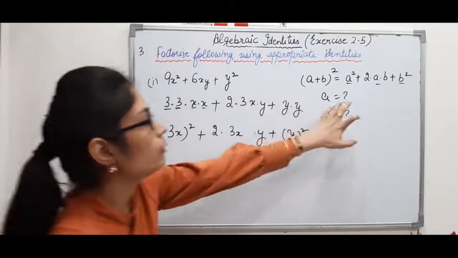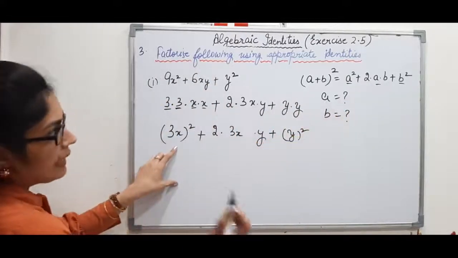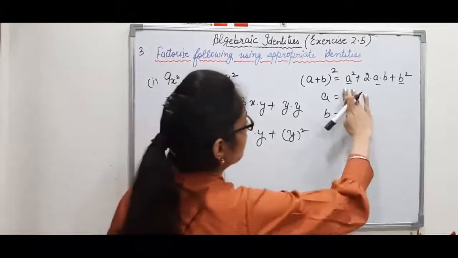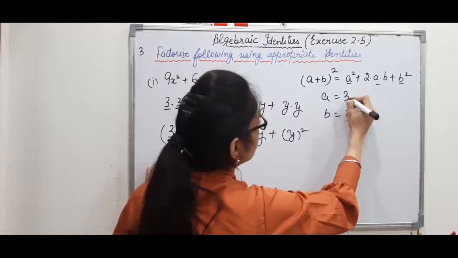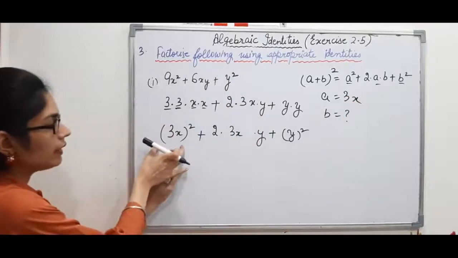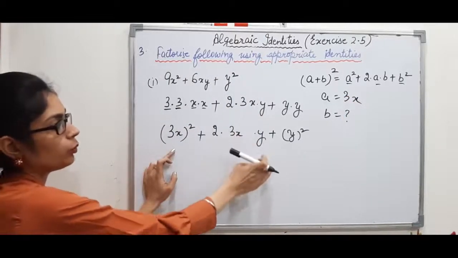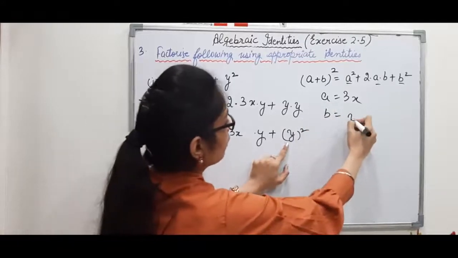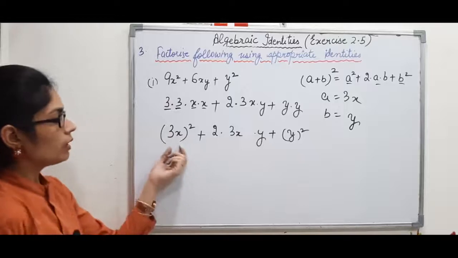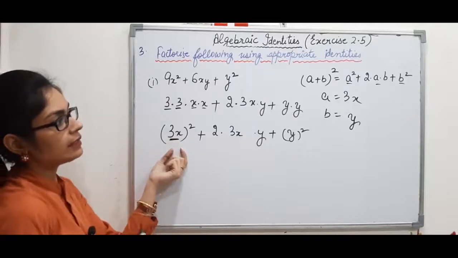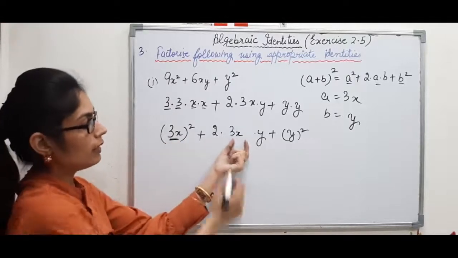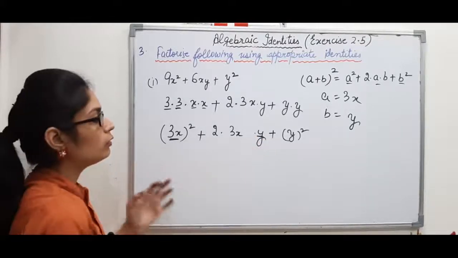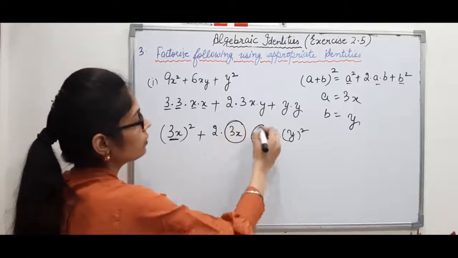Now we can compare it with this. See, a square, here it is 3x. So which means a is equal to 3x. See, I am just comparing a square plus 2 into a into b plus b square. And b, it is y. If you compare also, you can see 3x is a, which is 3x into b. So from here also directly you can get the values of a and b. This is your a, this is your b.